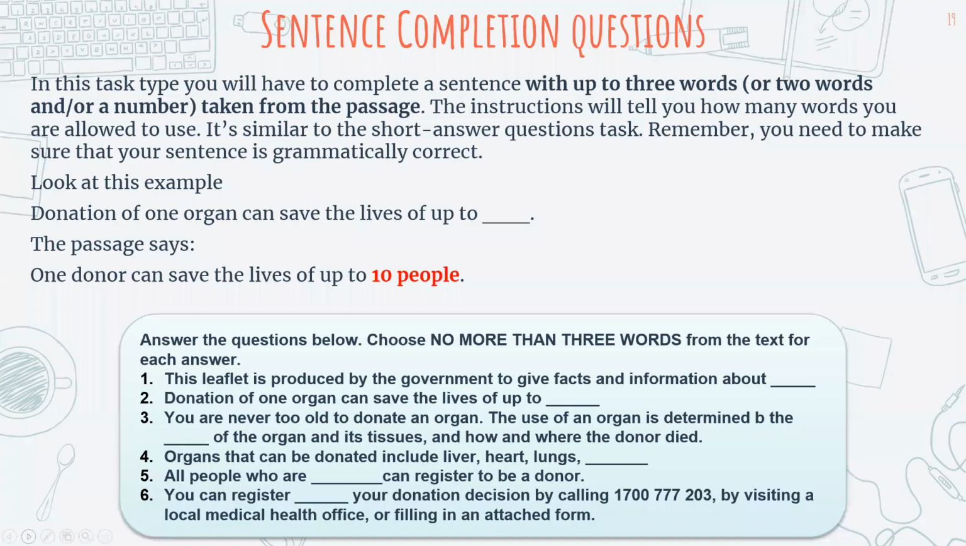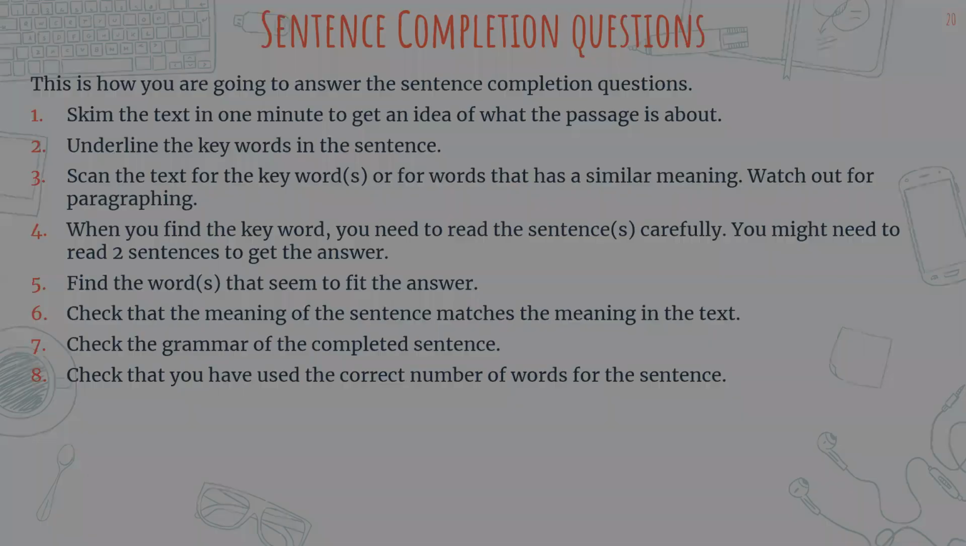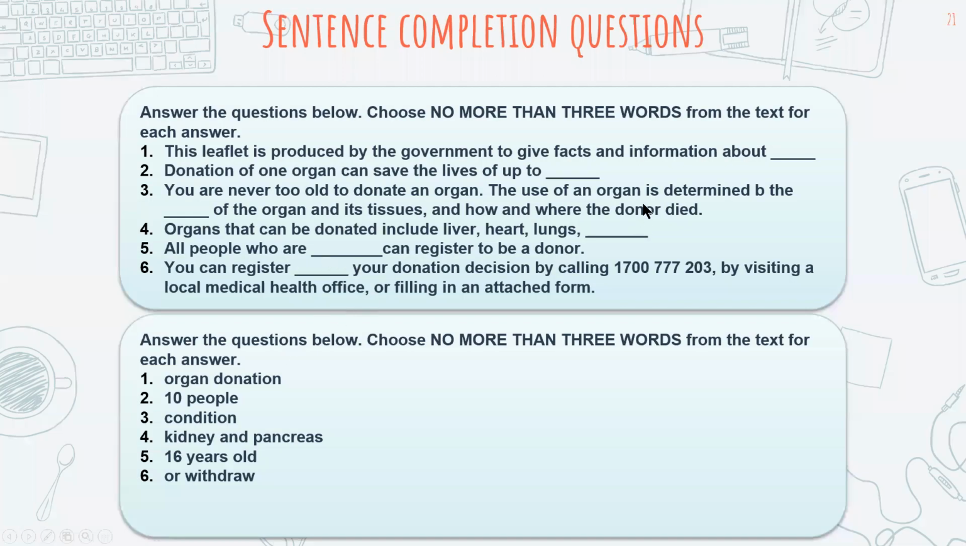If you go back to the text: the use of an organ is determined by the condition of the organ and its tissues. Okay, let's move on to 4. Organs that can be donated include liver, heart, lungs. So the keywords are donated, organs donated. These are my keywords. Of course, we have liver, heart, and lungs. Organs donated. Let's go back to the text.